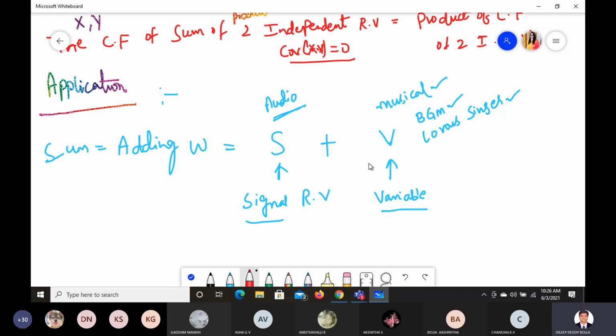There are two independent entities. They will have a different frequency, and the musical instruments have a different frequency. So that's the application perspective of adding two independent random variables. Is that okay? Right, so let us move on to the next topic. Any doubts in this or any other applications? If you want to add, please add.